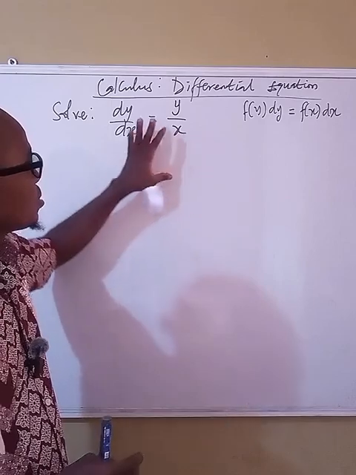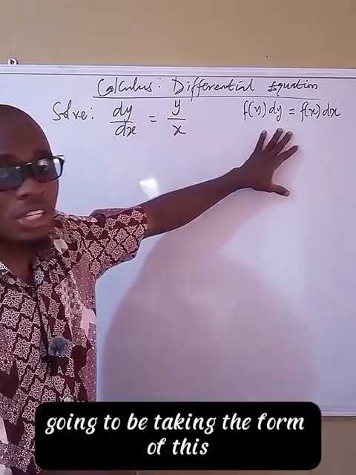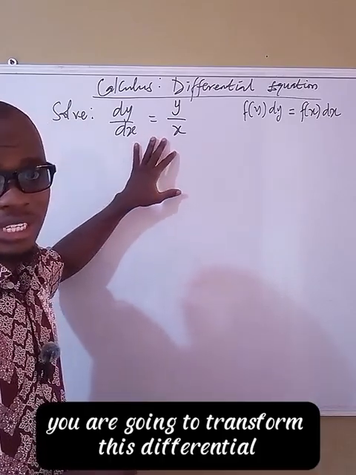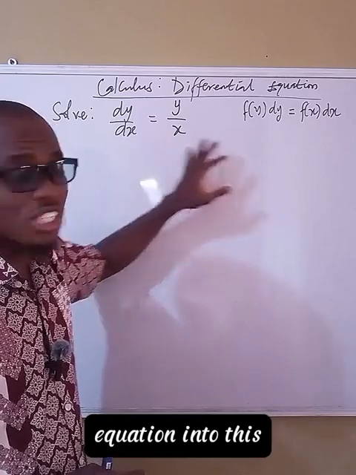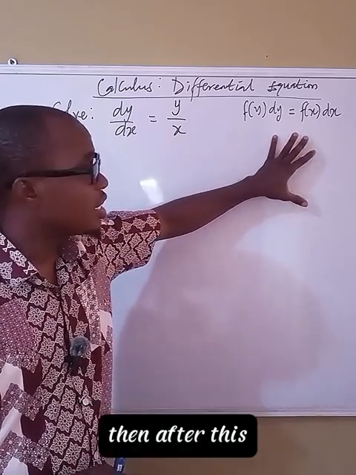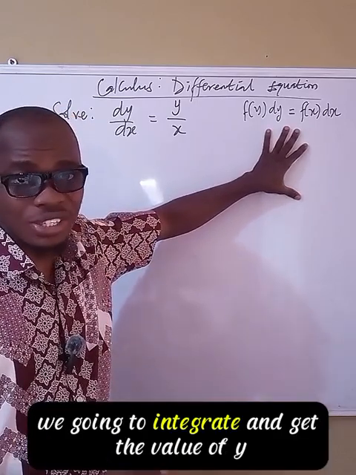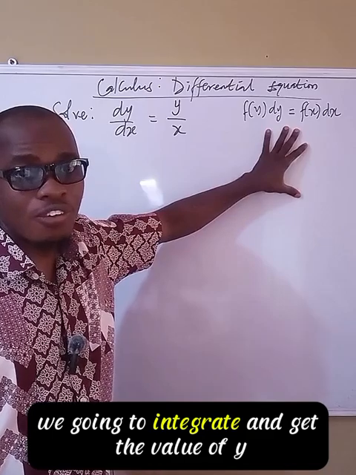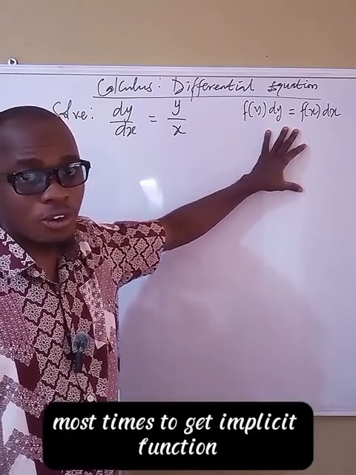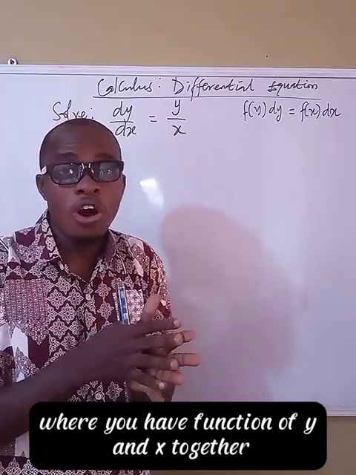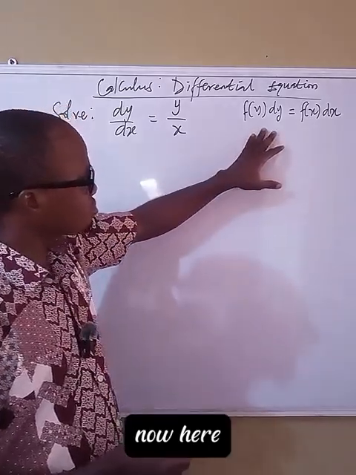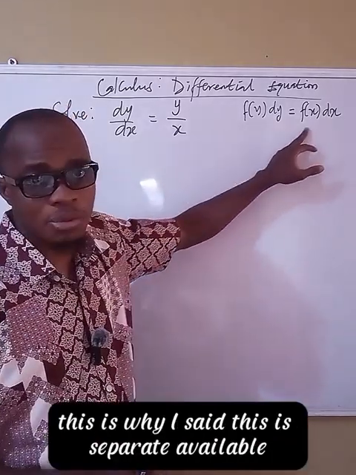Now here, this type of question is going to take the form of this I have here. So you are going to transform this differential equation into this equation, and this is separable variable. Then after this, you're going to integrate and you get the value of y. Most times you get an implicit function where you have a function of y and x together.